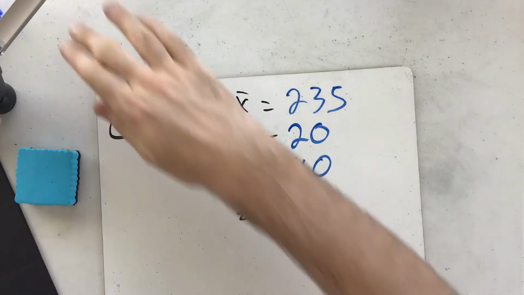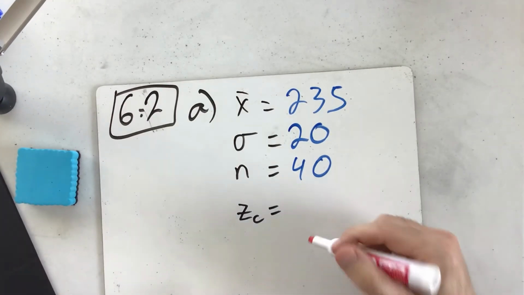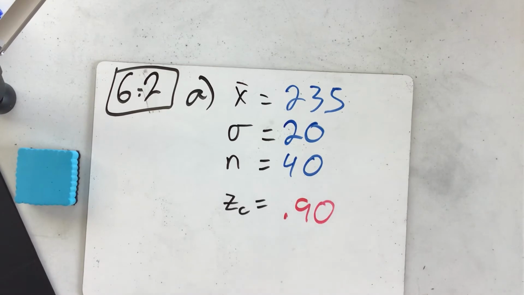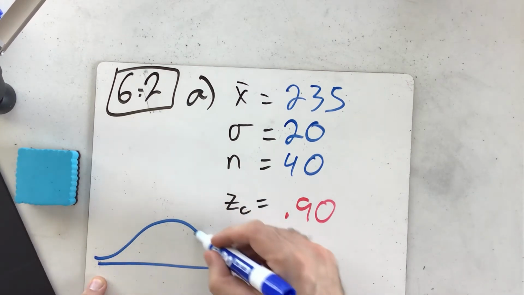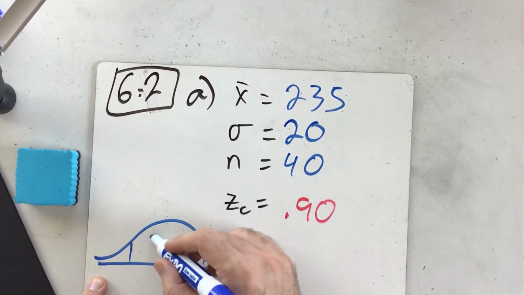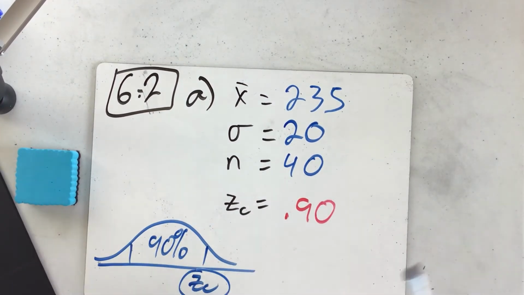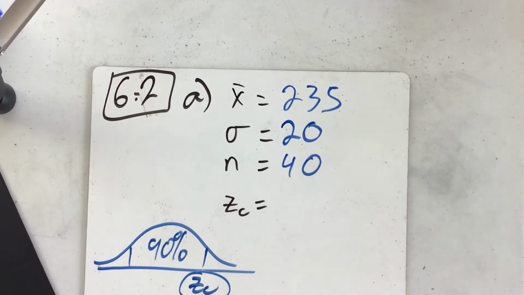It's tempting, but incorrect. So I'm going to write it in the wrong color. It's tempting to put like 90% for ZC. But ZC is not 90%. ZC is the number that when I draw my normal distribution makes the middle 90%. So ZC is not the 90%. ZC is that number. So let's erase that and let's pull out the app and look at it.